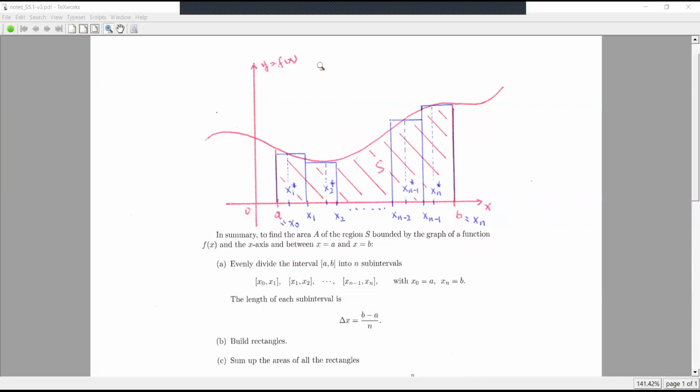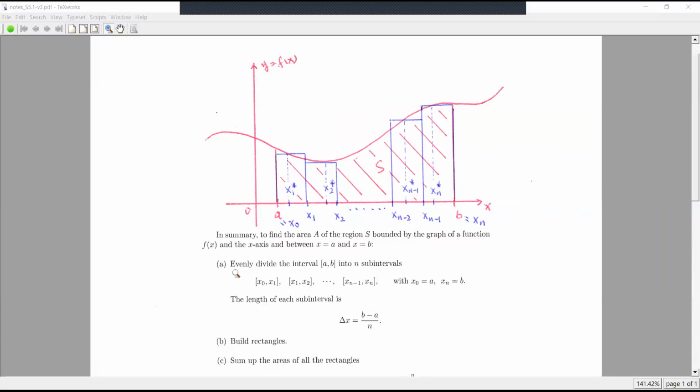Here is a diagram of the region S. This region lies between the graph of some function and the x-axis and between a and b. I shade the region here. Suppose we want to find the area of this region. Now, the solution is similar to example one. Build rectangles.